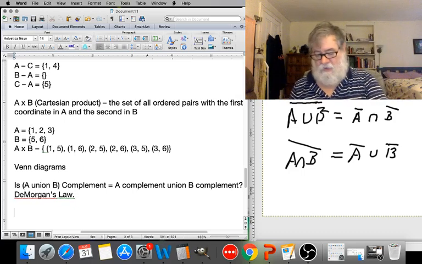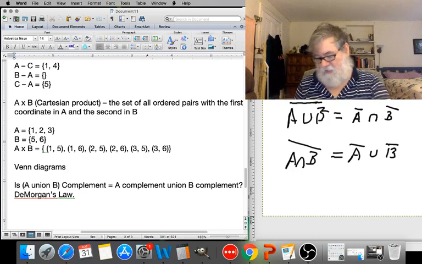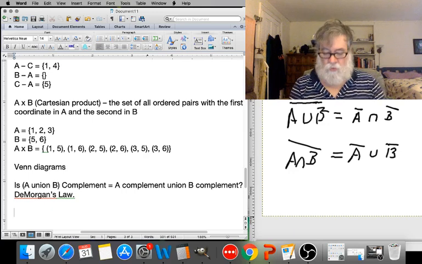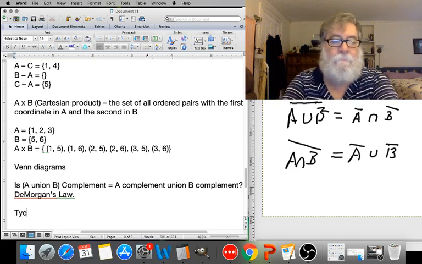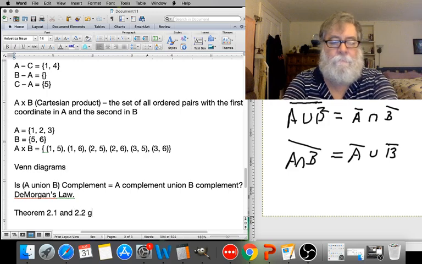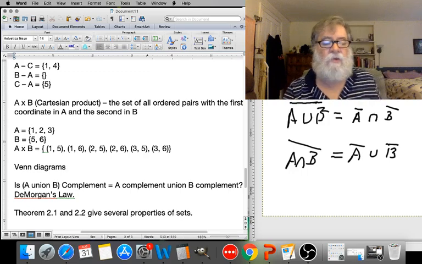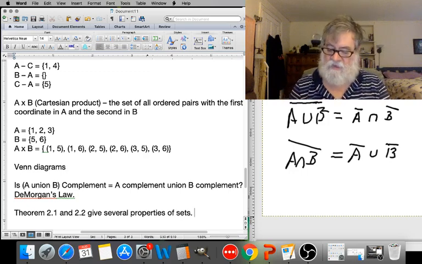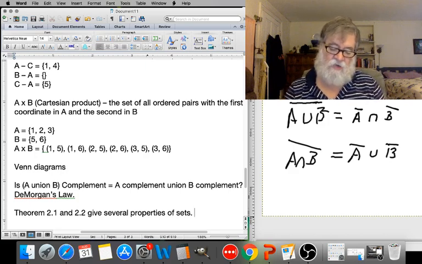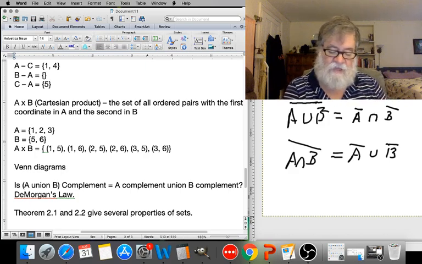The book has a series of, I believe it does, let me go look. Theorem 2.1, and then later Theorem 2.2. You have several properties of sets. Let's take a look at some of those. A says that union and intersection are commutative. B says that union and intersection are associative. C says that union distributes over intersection and intersection distributes over union.